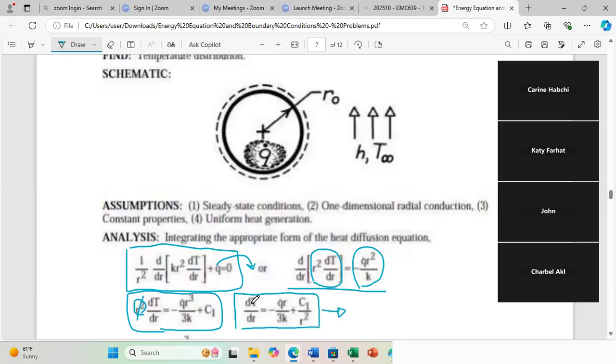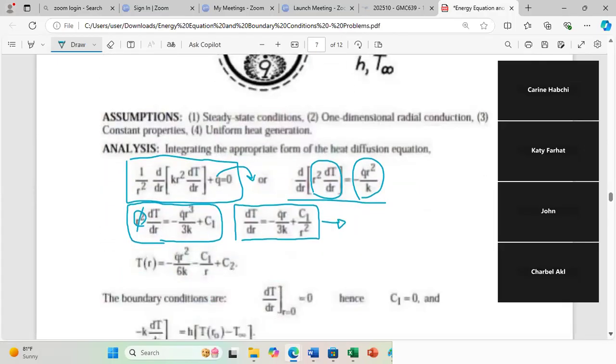We have the integral of dT with respect to R, temperature as a function of R, equals minus Q dot R square over 6K. And we know that when we integrate this term, the integral of 1 over R square is minus 1 over R. So minus C1 over R plus constant C2. So this is the form of our equation. It's a second degree equation. And we need to solve for the values of C1 and C2.